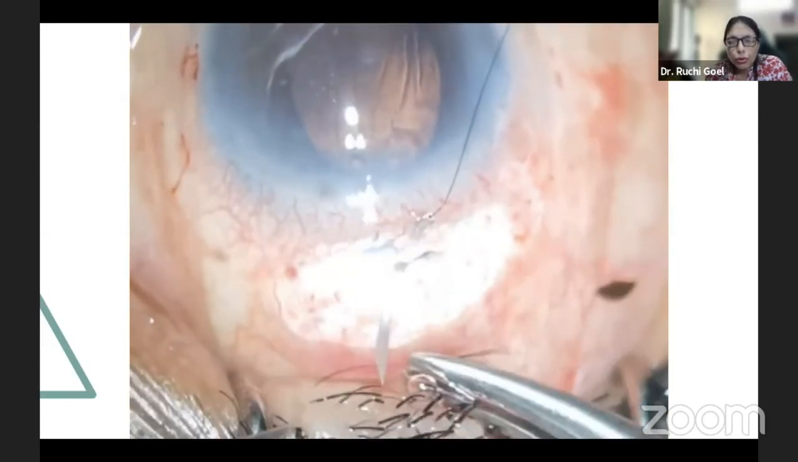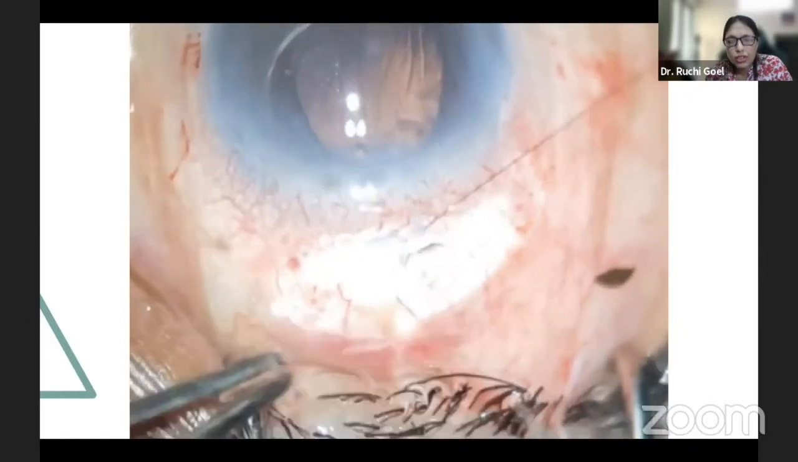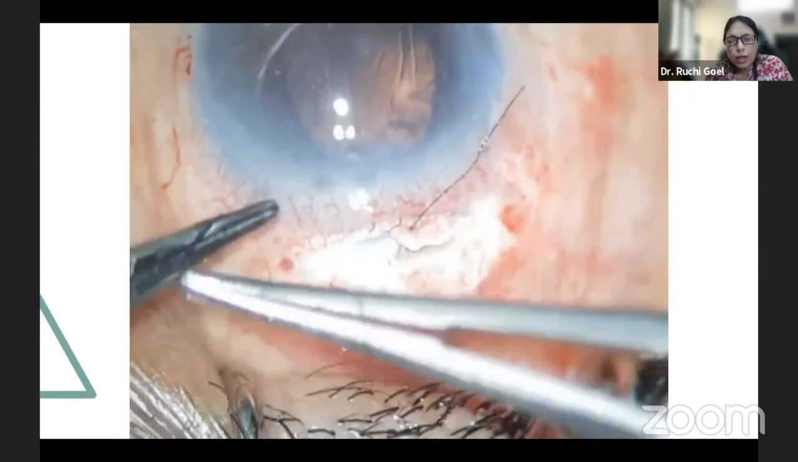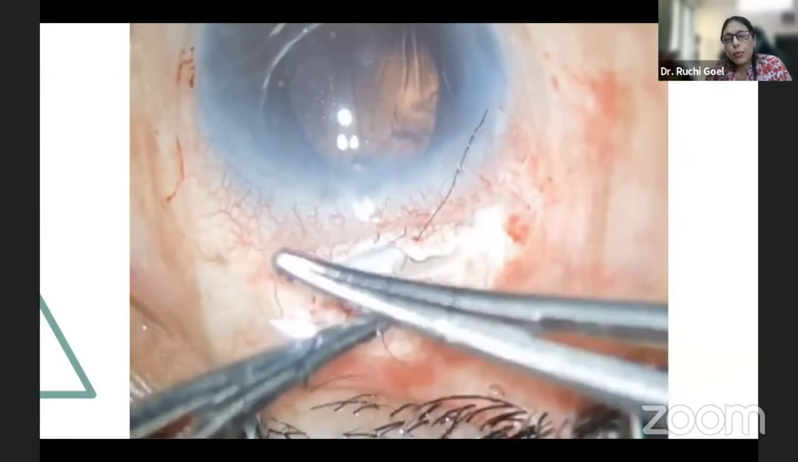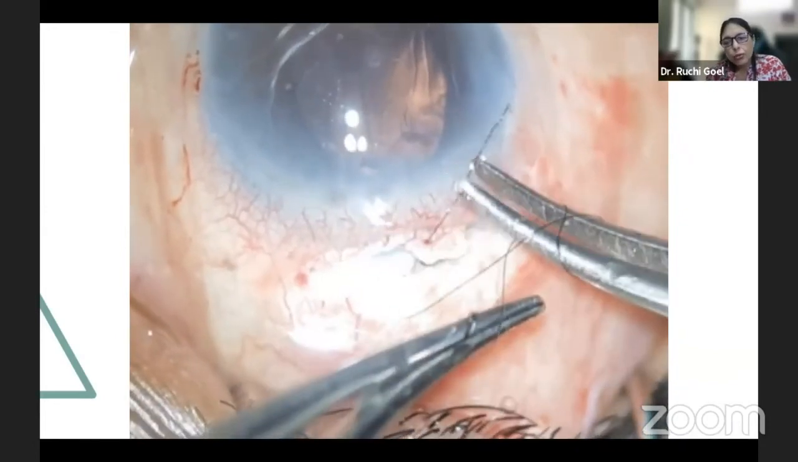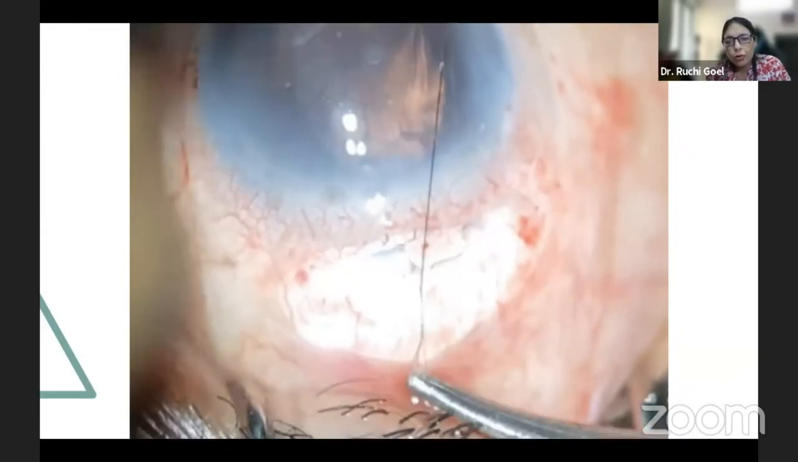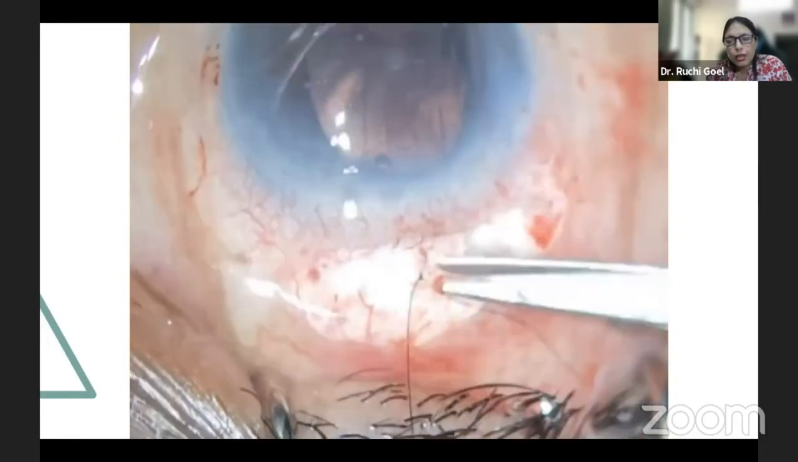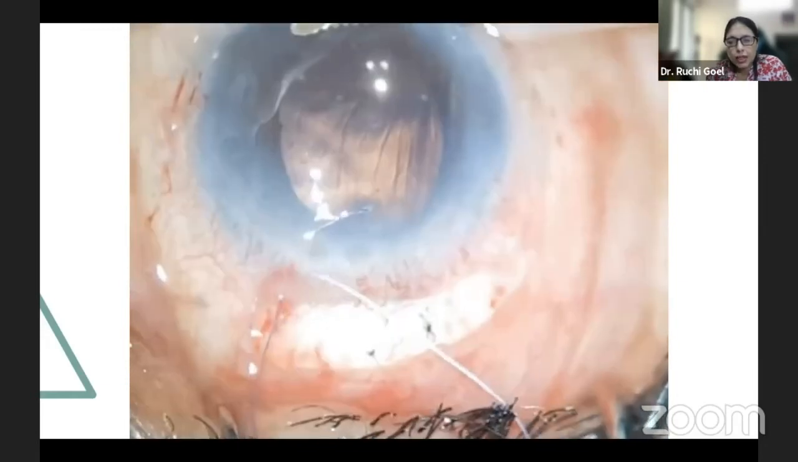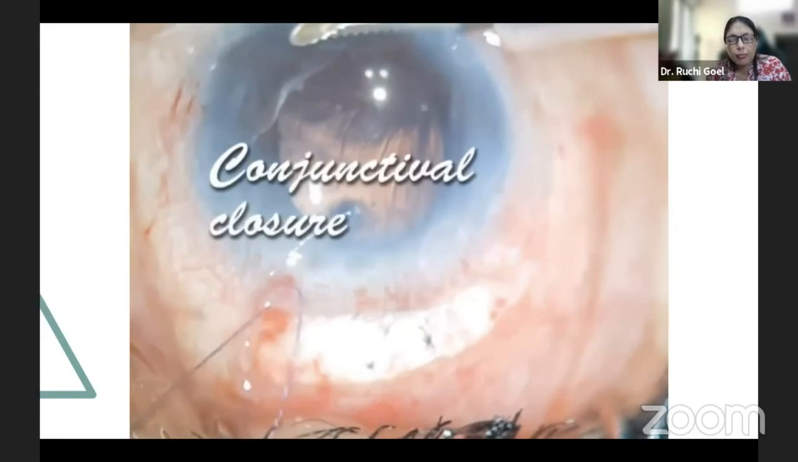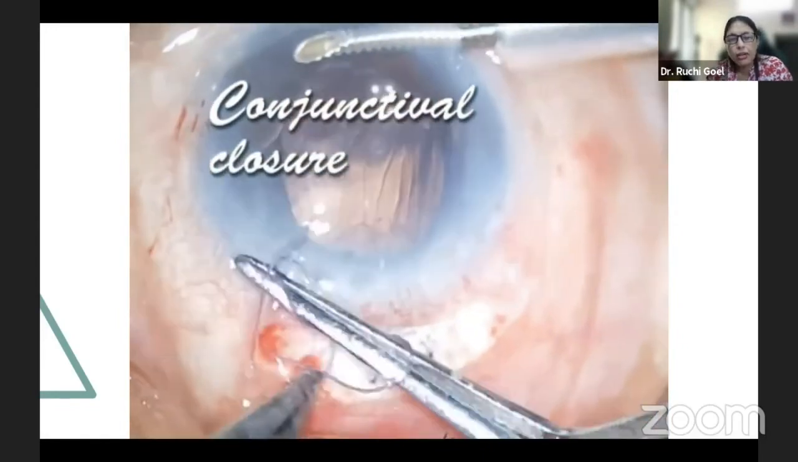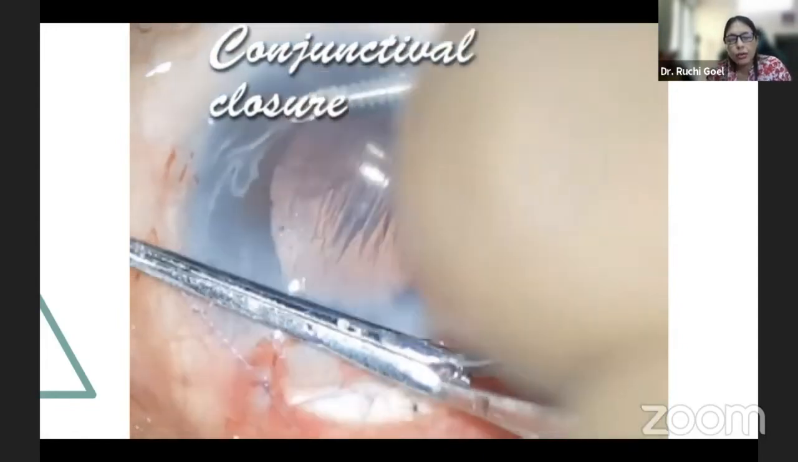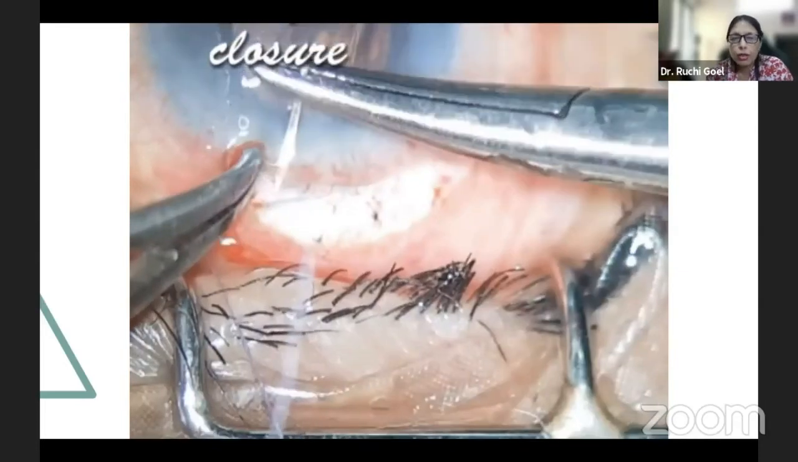So we put two sutures over here at the edges of the square-shaped flap. This will prevent the wound drag and also prevent hypotony. So we always put these two sutures. It gives a very controlled IOP post-op, and this is a very meticulous conjunctival suturing that you need to do to create a very good post-op bleb.